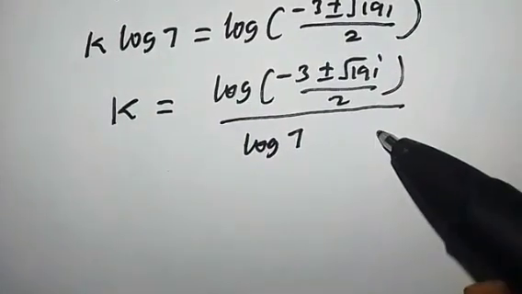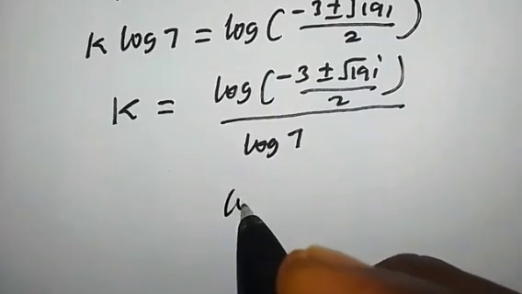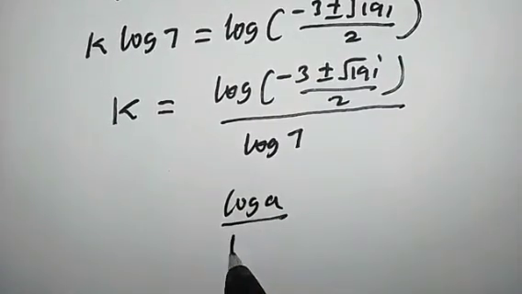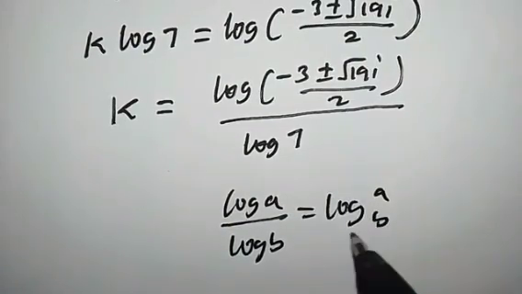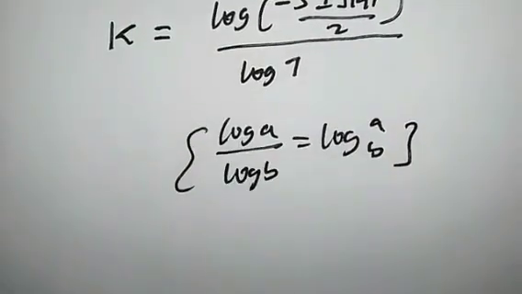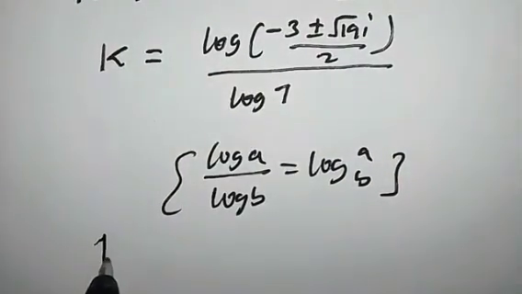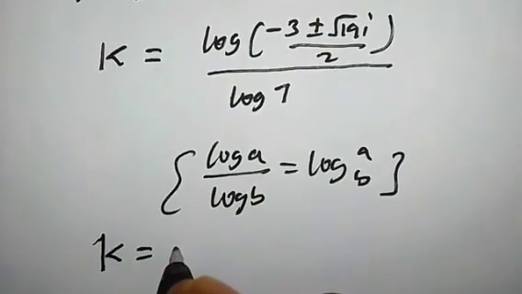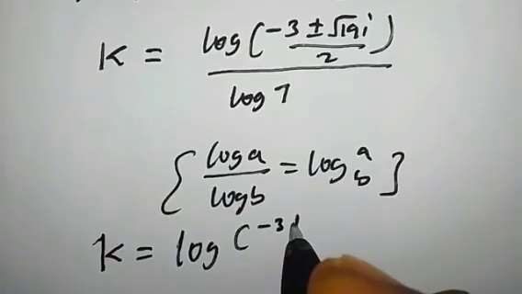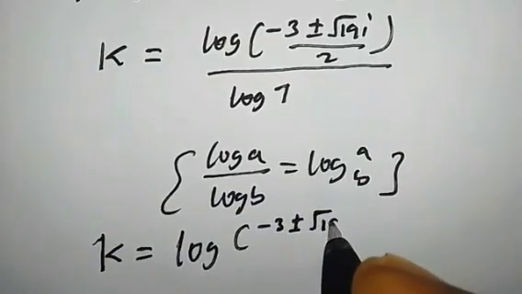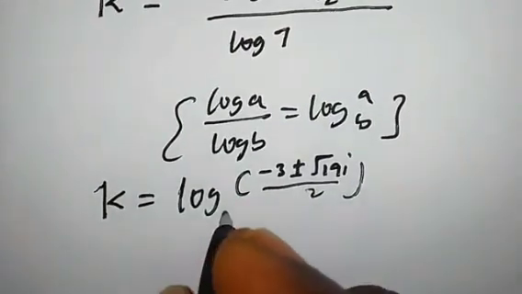Also, we can simplify this right hand side further by using this same identity, log a over log b equal to log a base b. So using this identity on this right hand side, we have k equal to log of minus 3 plus or minus square root of 19i over 2, base 7.